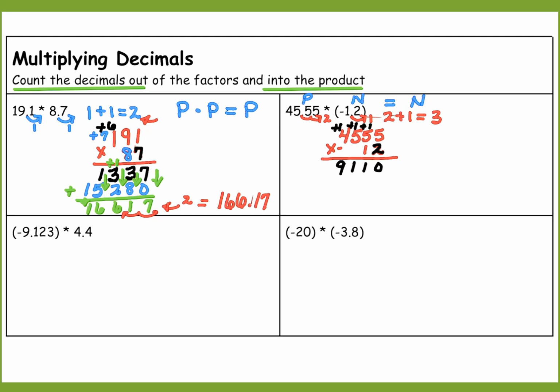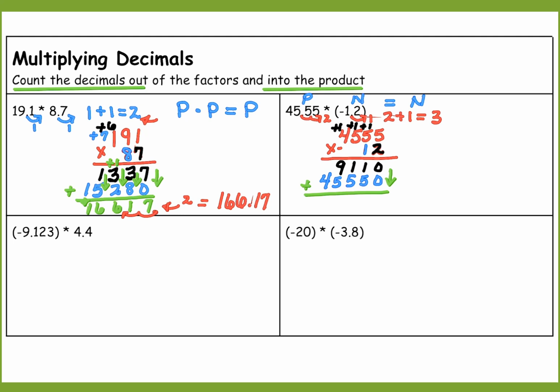So 4,555 times 2 is 9,110. Now we are going to annex in our 0 so that we can move over to our next value, which is 1. 1 times 5 is 5. 1 times 5 is 5. 1 times 5 is 5. 1 times 4 is 4.